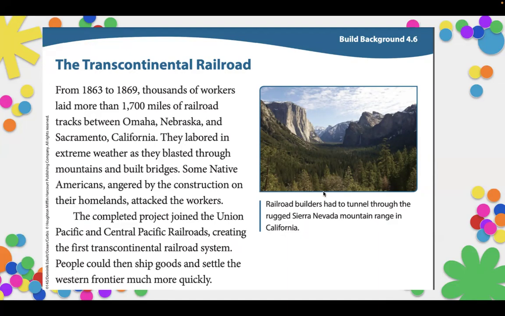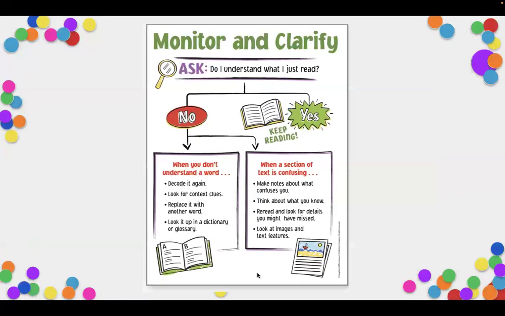And here is our caption for the photo. Railroad builders had a tunnel through the rugged Sierra Nevada mountain range in California. So I asked the class, let's first see if there's any words we don't know. Let's monitor and clarify. Do I understand what I just read? What happens if I don't understand a word?